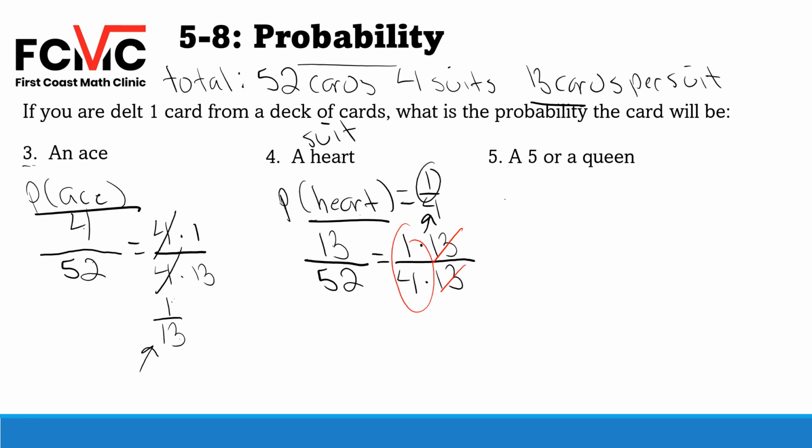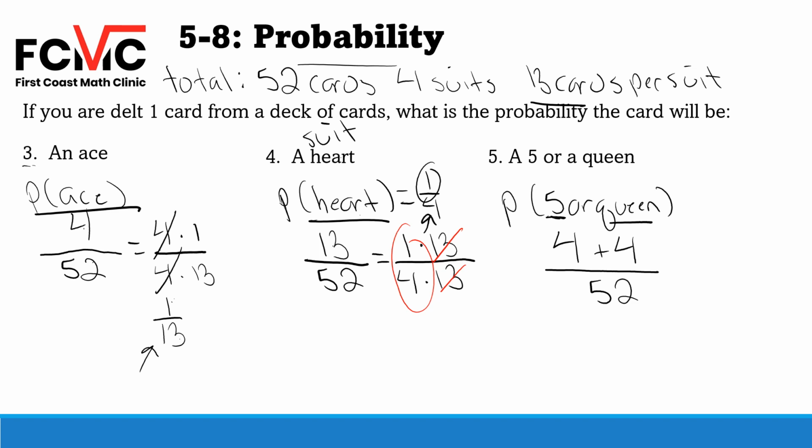Now number 5, we want the probability of a 5 or a queen. So again, we've got 52 cards. Well, how many 5s are there? There are 4 5s. How many queens are there? There are 4 queens, so this is 8 out of 52.